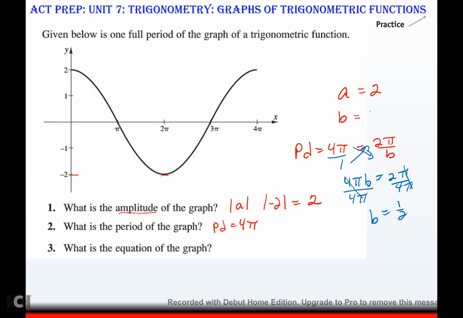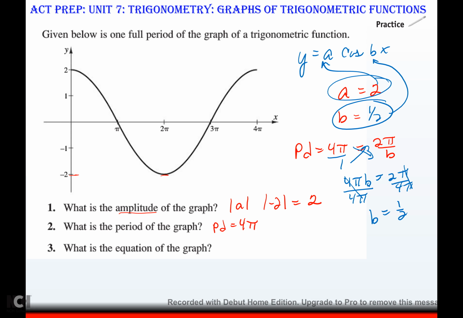So my equation, there's a, there's b, my generic equation for cosine is a cosine bx. So I put a there, b there, and my equation is y equals 2 cosine of 1/2 x. Okay?